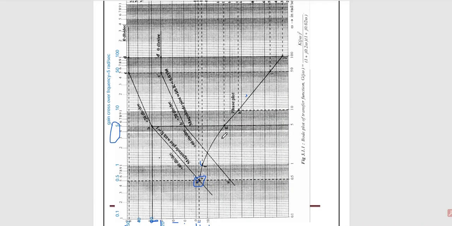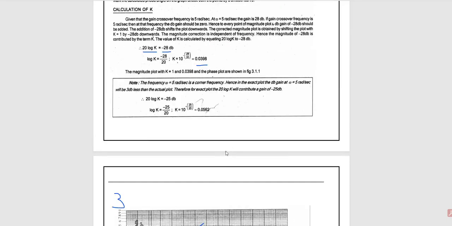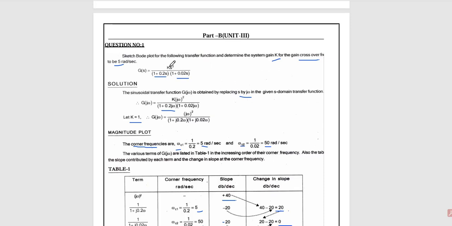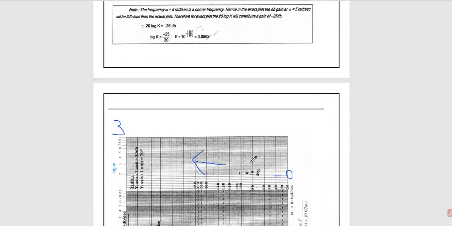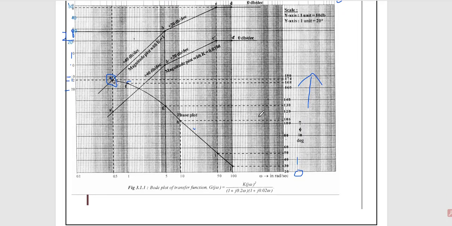We have drawn the graph, and we have calculated the k value also. If you put the k value 0.0398 over here, you will get the gain crossover frequency of 5 radians per second for this problem. That is the information we are gathering from this plot. For this problem there won't be any phase crossover frequency since there is no minus 180 degrees. Here all the angles are positive. So in this problem you won't be getting any phase crossover frequency. They have not asked for it also, so no need to worry about that. Okay, thank you.